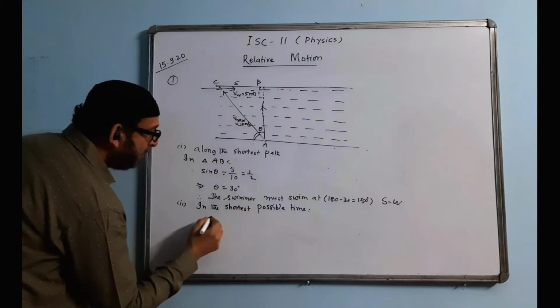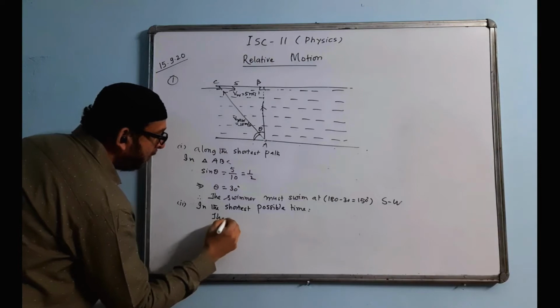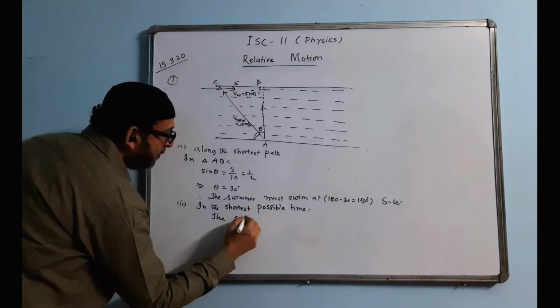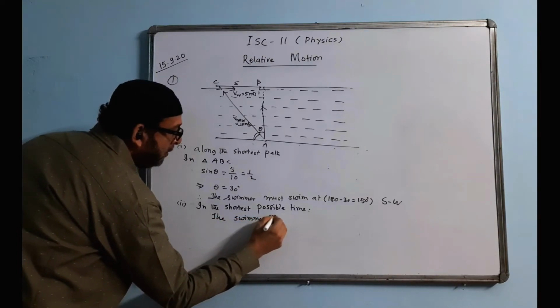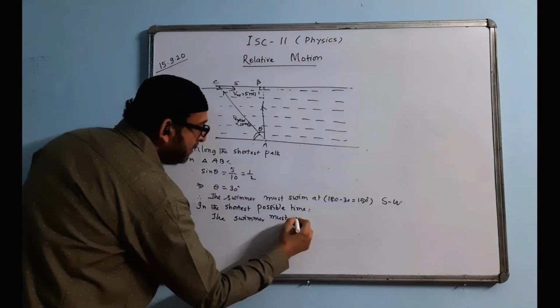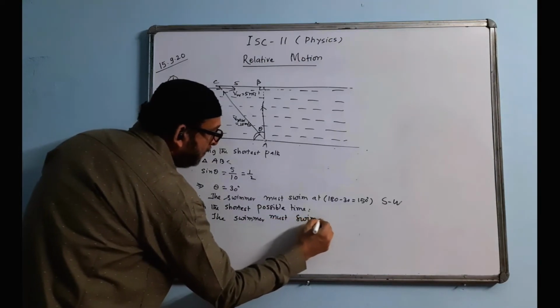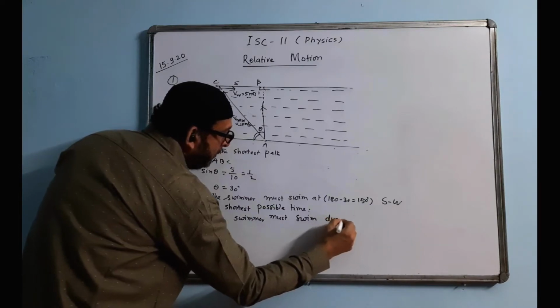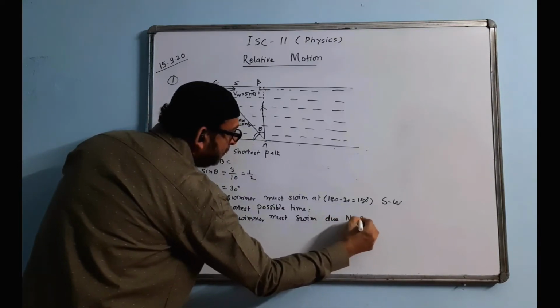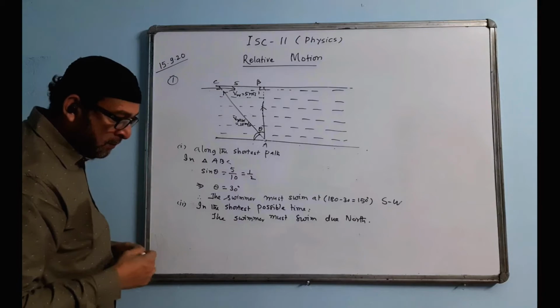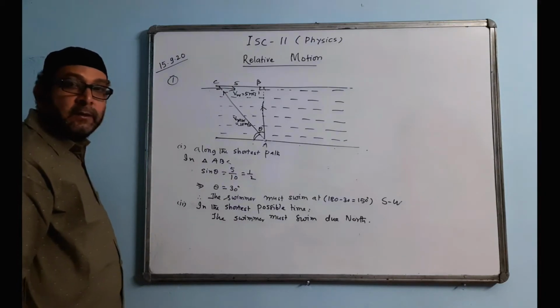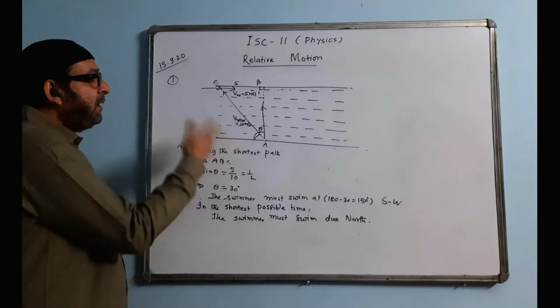In the shortest possible time, just write the answer directly. The swimmer must swim due north, directly towards north. That is the answer. Or 0 degrees with the north. We directly write this much.